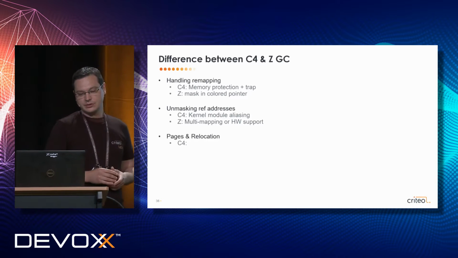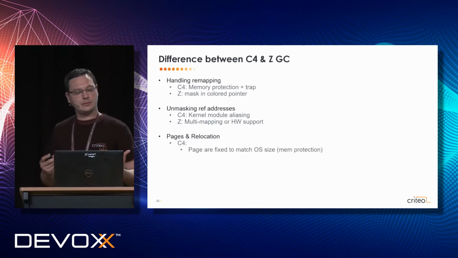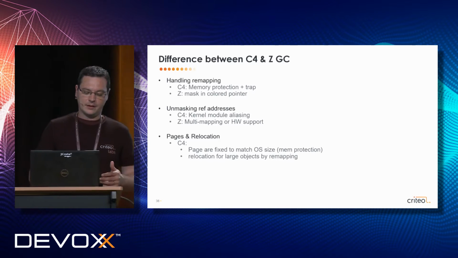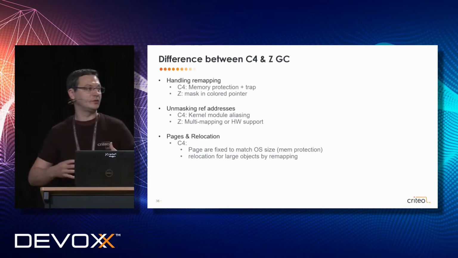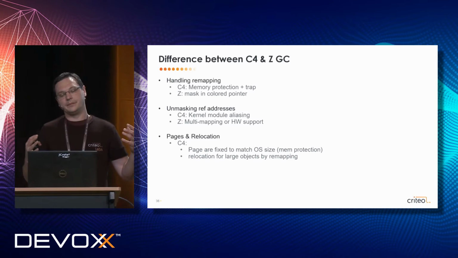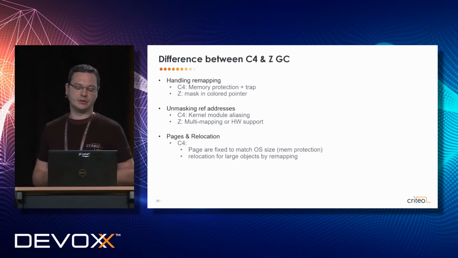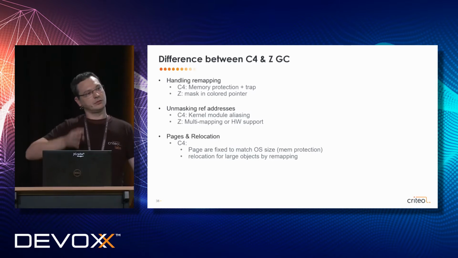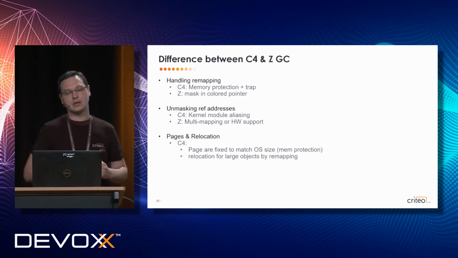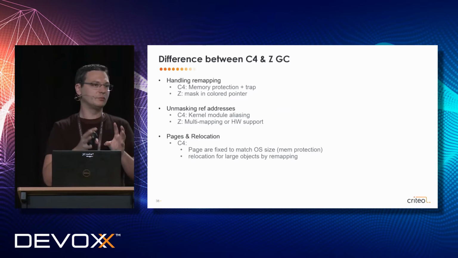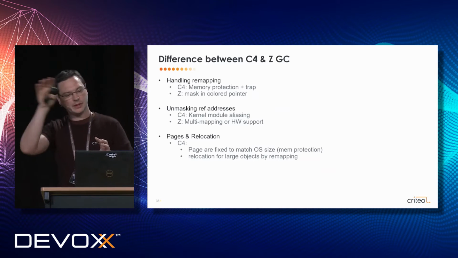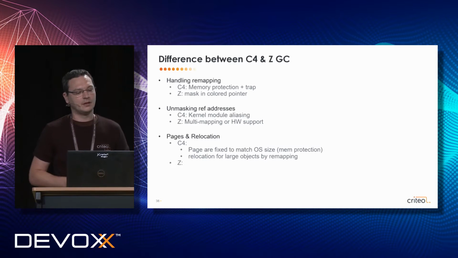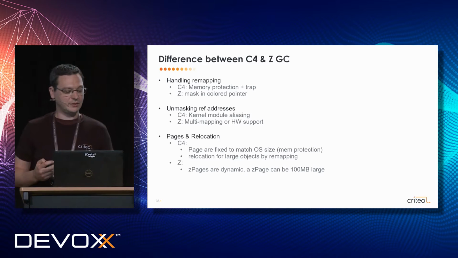For pages and relocation, C4 uses a page size that is fixed, matched with the host size, because of the memory protection. And for relocation of large objects, if you have a very, very large buffer, it's very expensive to move and relocate. So C4 does it by remapping, again playing with the virtual and physical mapping. Physically they are not moved, but they are moved virtually by using another page that maps into this physical one. For ZGC, pages are dynamic.